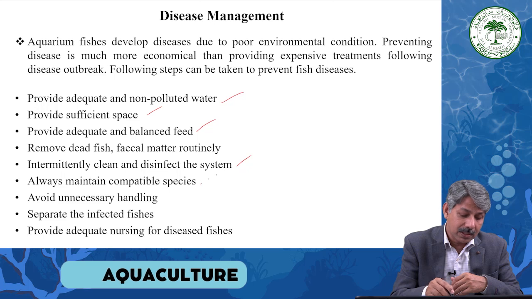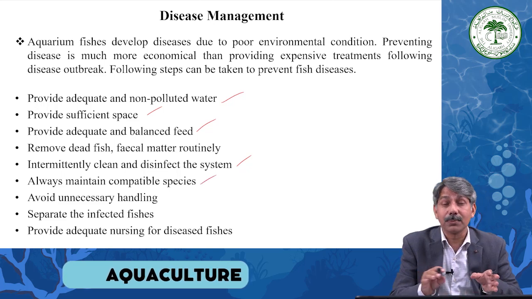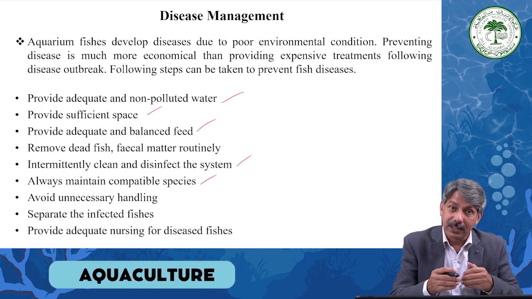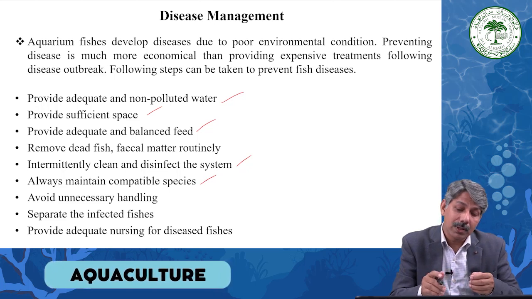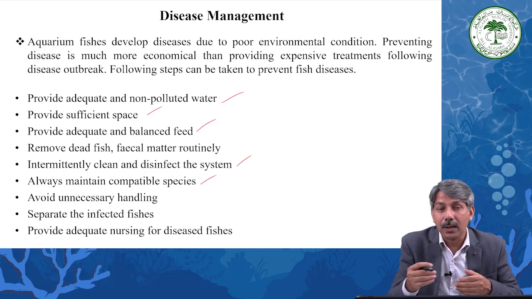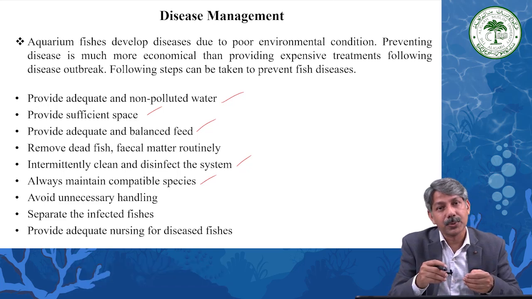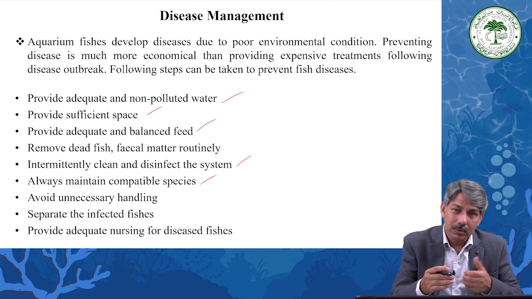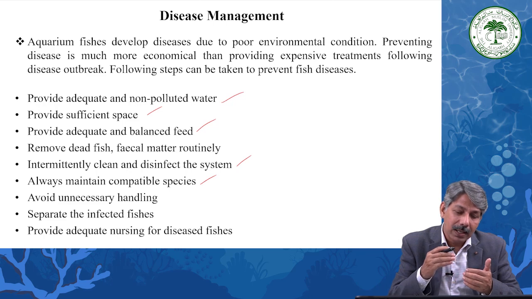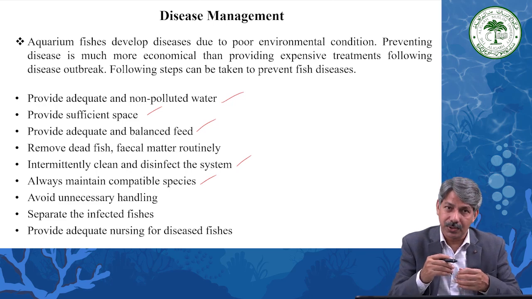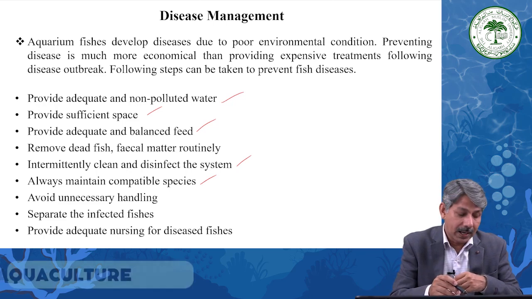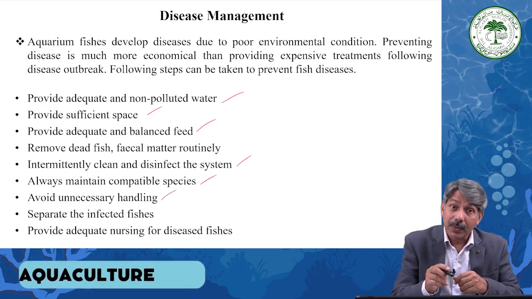Always maintain compatible species. It's not advisable to keep together two fishes which may harm each other. For example, if you are keeping one predator with one very small minnow or a species which is herbivorous, so ultimately what will happen? One will kill the other. So, by understanding the biology and behavior of the species, you will have to choose the appropriate species for keeping in one tank. Avoid unnecessary handling.